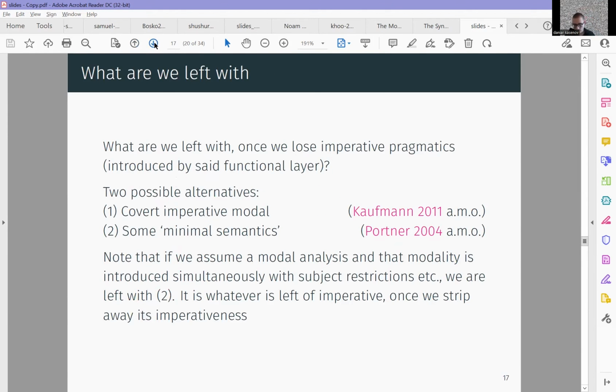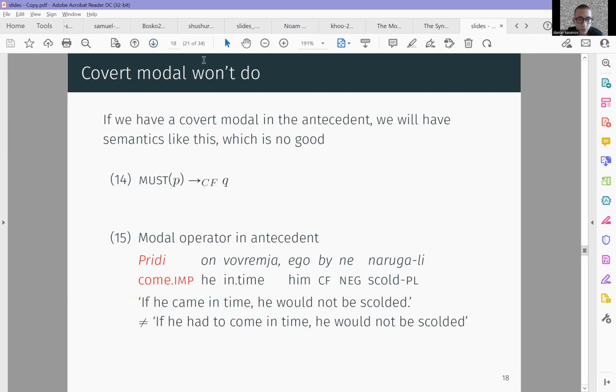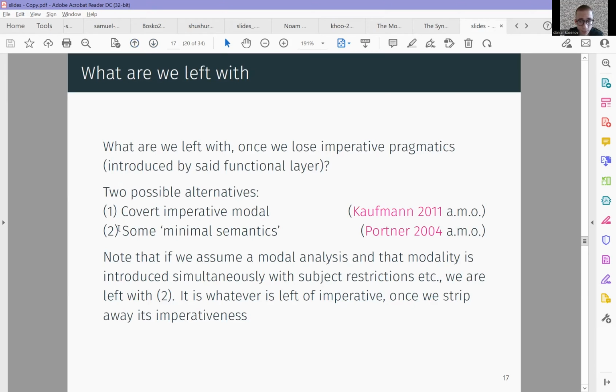And well, even though the first option is sort of a straw man, because if we examine it, we do not have the meaning that we observe. We'd have something like a modal in the antecedent from which the consequent follows, but it is not the case. In example 15, «придем вовремя, его бы не наругали», if he came in time, he would not be scolded, is not interpreted as something like, if he had to come in time, he would not be scolded. We definitely do not have a covert modal there.